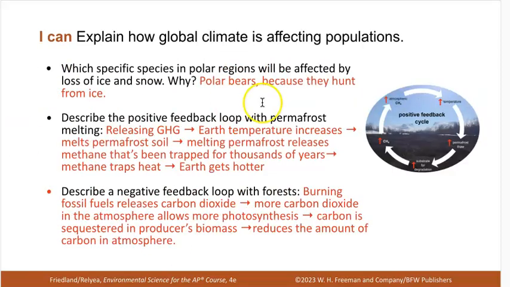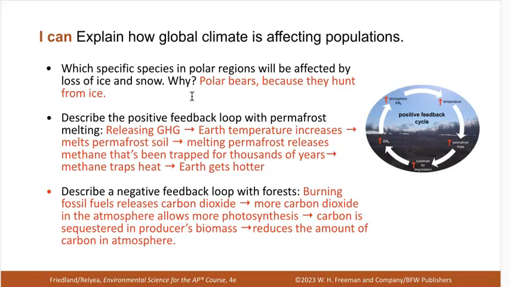Here's a couple more that you have to know. Well, first of all, you have to know specifically why there's a problem. The species particularly is polar bears that are going to be affected because they are adapted to hunt from ice. So either they will have some genetic variation that allows them to hunt and eat different foods, or they could go extinct in the wild.